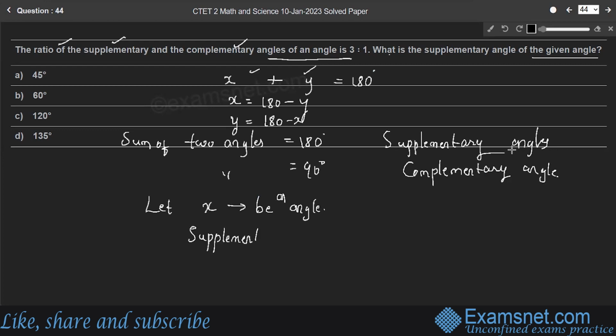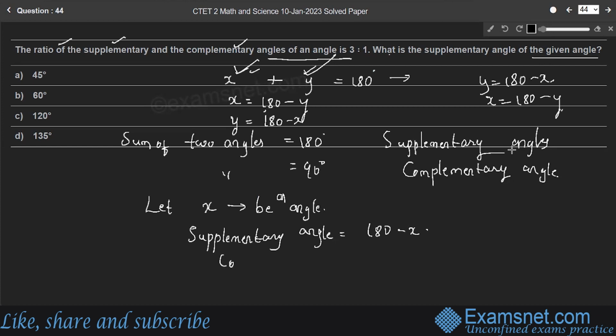Supplementary angle will be 180 minus x. So for example, x plus y is 180 degrees. So the supplementary angle of x is y, which is nothing but 180 minus x, right? The supplementary angle of y is x, where y is 180 minus x and x is 180 minus y, right? So if x is an angle, its supplementary angle becomes 180 minus x.